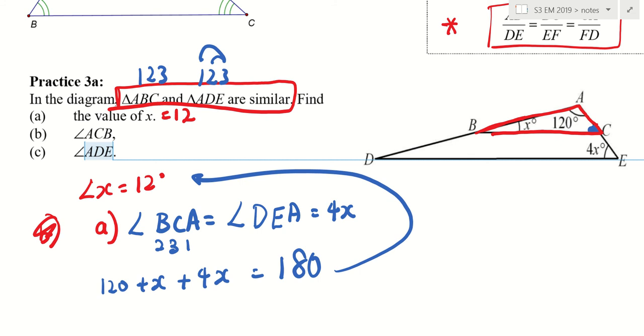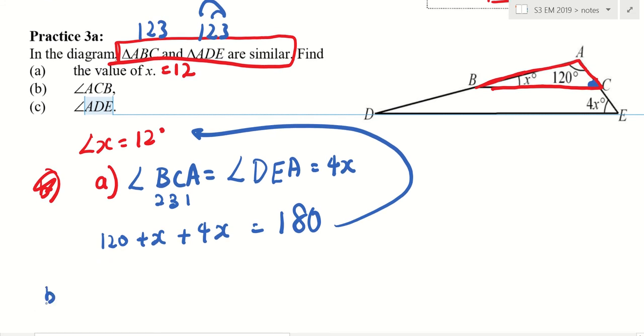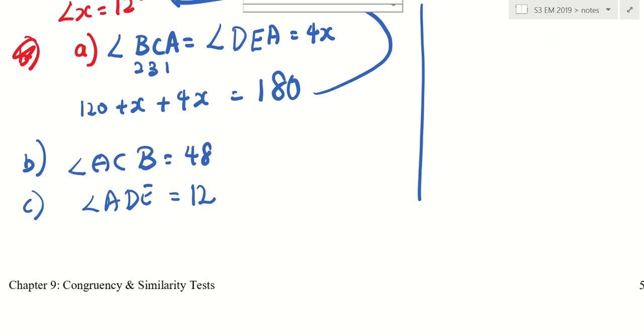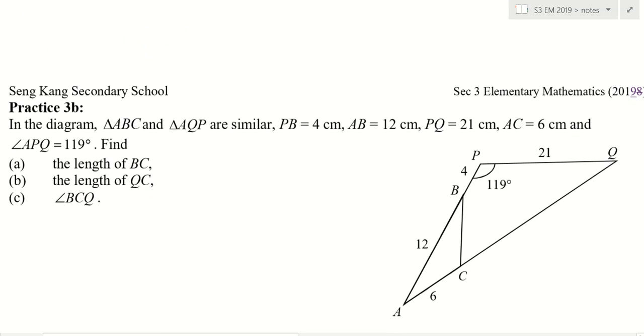Okay. Jing Yao, could you trust your answer, ACB? 48. Can you copy this down? Later, go back and try. Next one to answer, ADE. Xinhui, what's your answer, ADE? Hurry up, hurry up. Rachel? 12 again. Ken? Nigel? What's the answer for 3B?